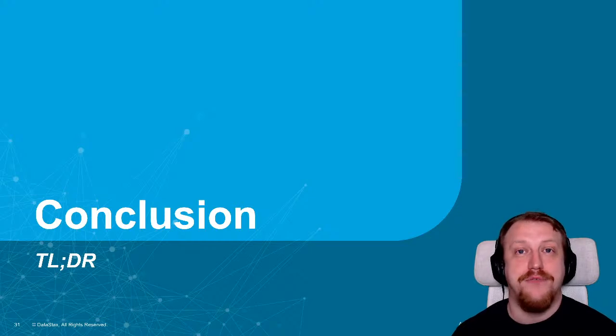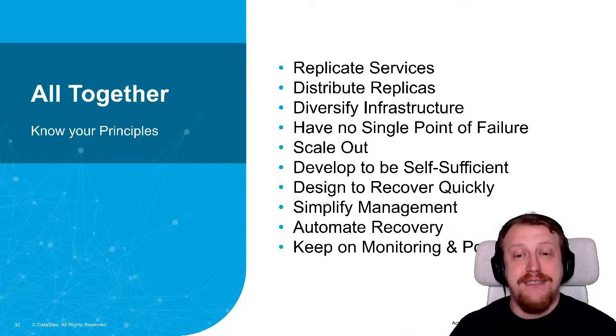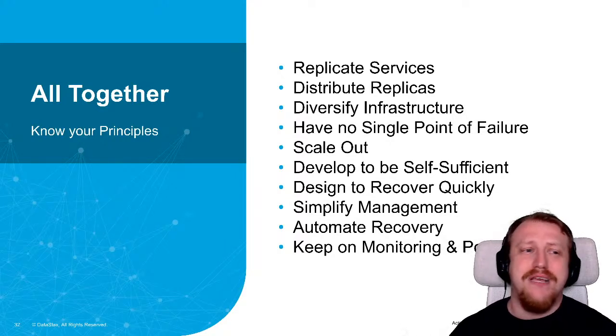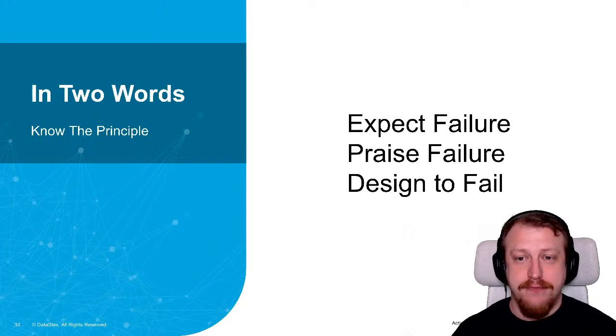Conclusion. We are almost done. We spoke about those topics a lot, and you see we have a pretty big list. Replicate services, distribute replicas, diversify infrastructure, have no single point of failure, scale out, and so on and so forth. And that's a long list. You know, if you have 200 action items, then most probably that's not a great situation for you. How I prefer to think here is to think only about a very simple thing. Very simple, the main principle. Expect failure, praise failure, design to fail.